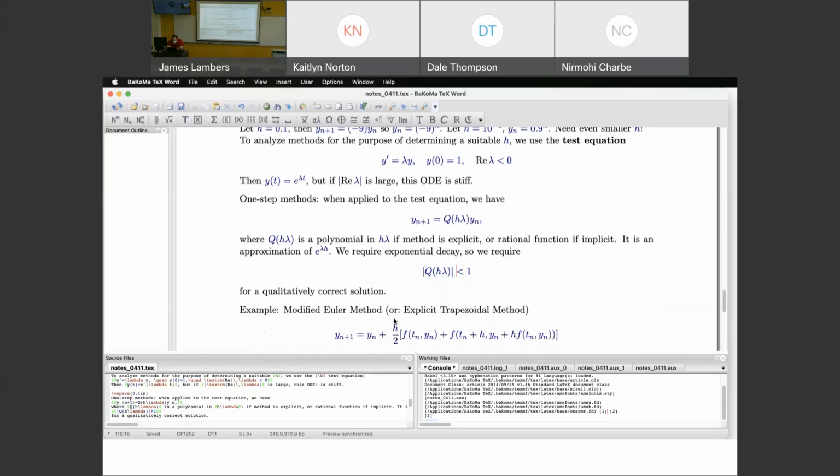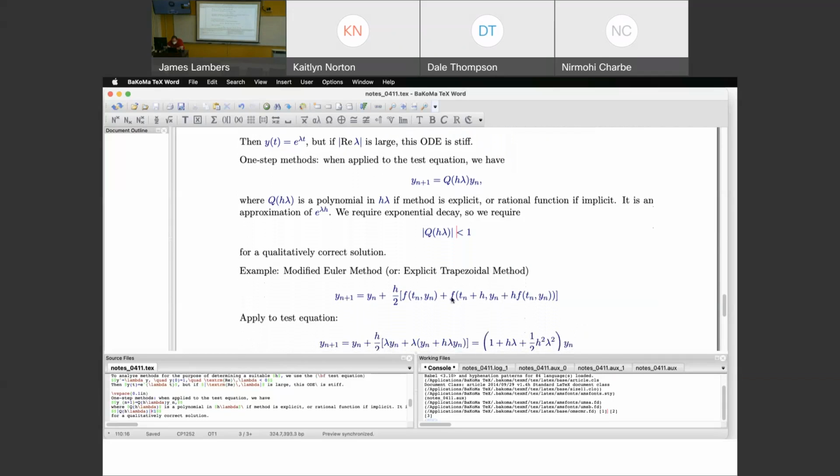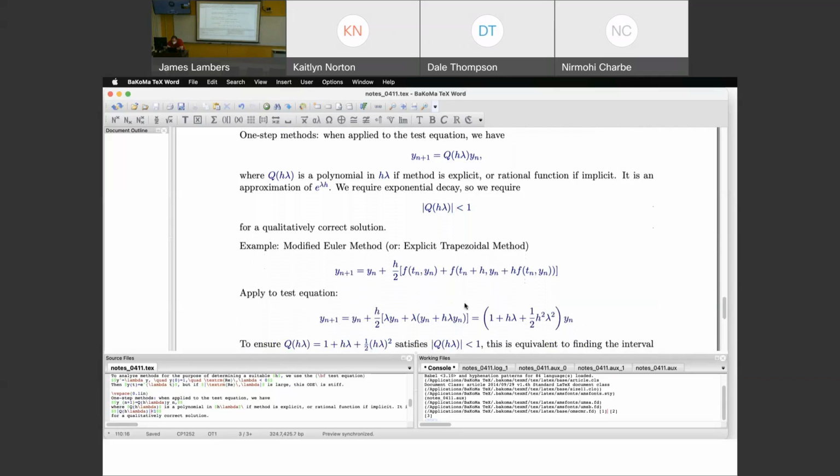So now I'll show you how that works out for certain one-step methods. Here's an explicit method, the explicit trapezoidal method, also known as the modified Euler method. So here's the method itself. If I substitute f equal to lambda y, then this is what I get. Can anyone tell me, how does this function relate to the exponential e to the h lambda?